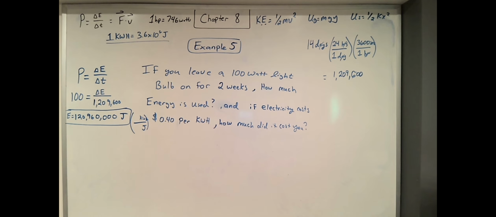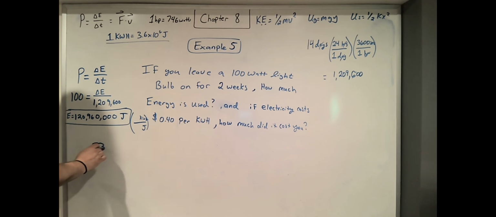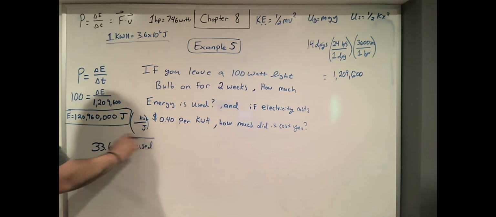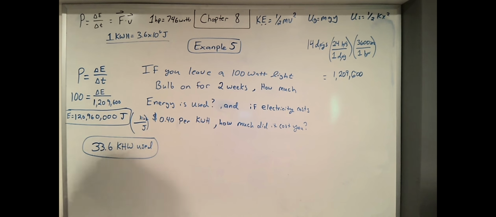And which just means you're going to divide your answer by 3.6 times 10 to the 6th. Now you can add in the zeros if you want. You can use it on your calculator by putting in the e function, or you can multiply by 10 to that power. You will get that you used 33.6 kilowatt hours by leaving that light on.